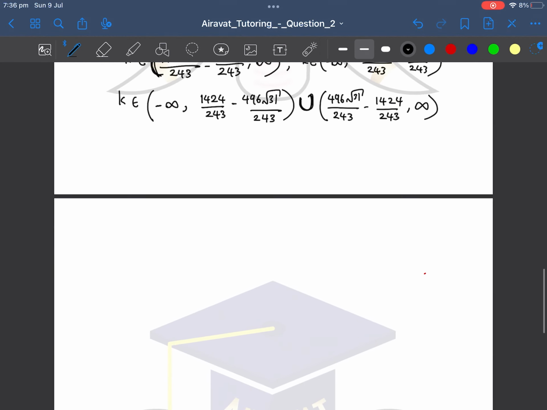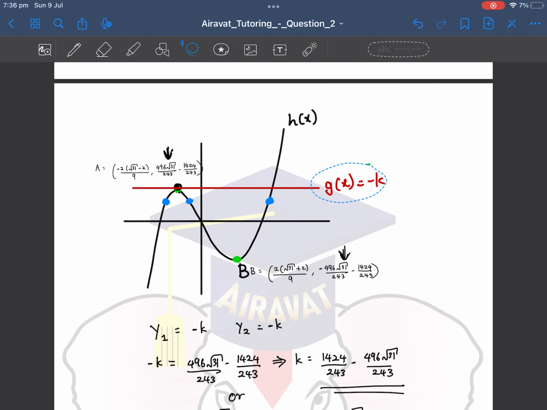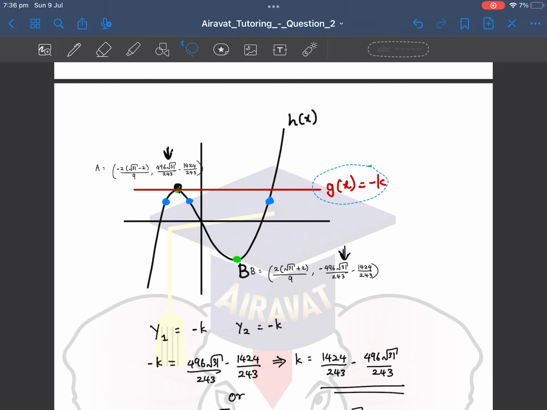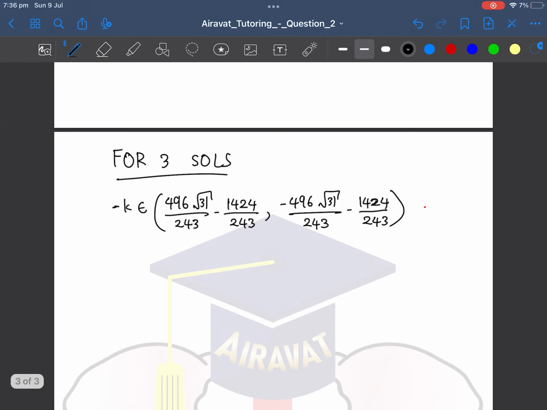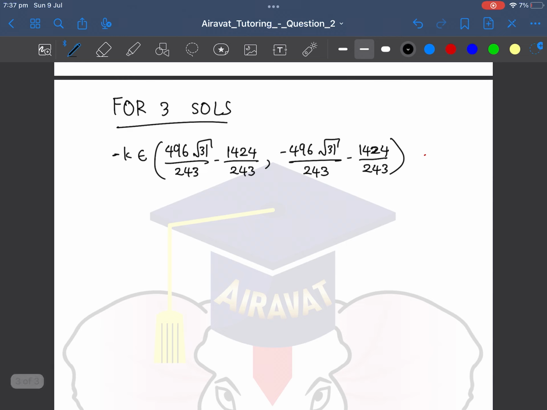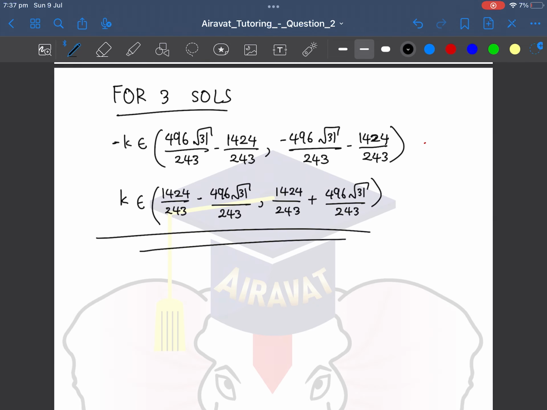And for three solutions, again, we can see that this graph over here intersects with h of x 3 times when it's between this y value and this y value. Any value between, we can see there are three solutions. So we can say that negative k is between, and that's the values for three solutions. But again, we are not looking for minus k, we are looking for just k. So again, we'll switch the domain up. So k belongs to, and that's it. That's how you tackle these sort of questions.